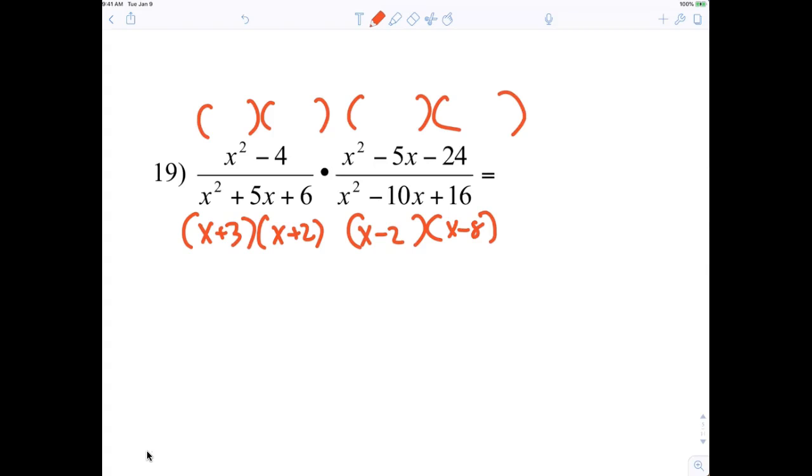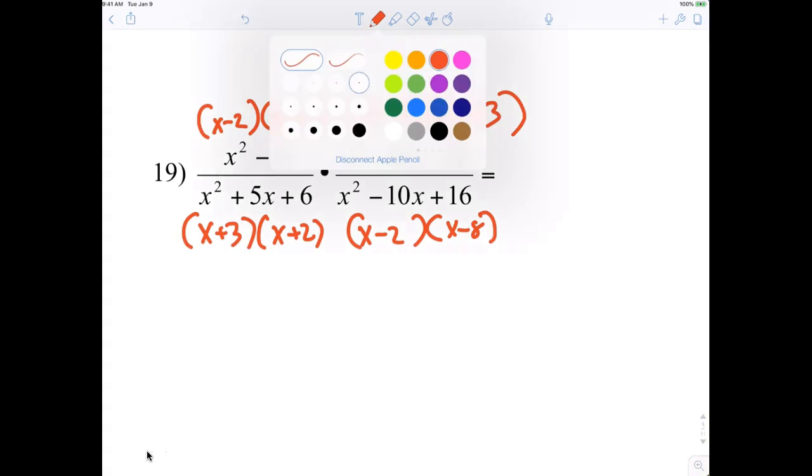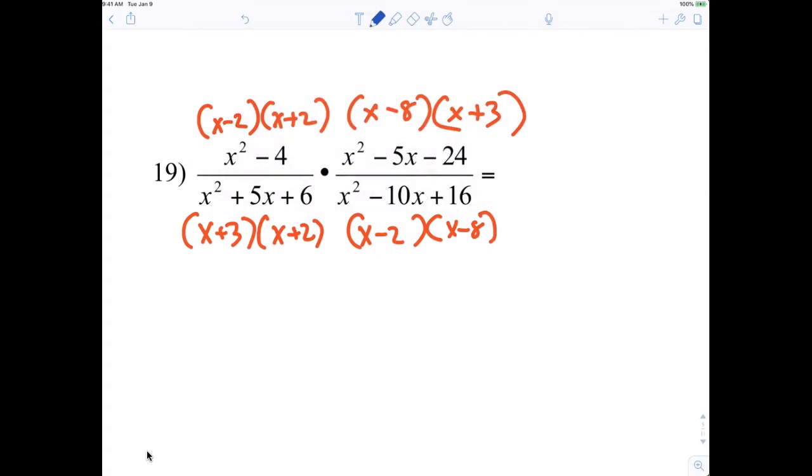And then at the top, it's x minus 2 and x plus 2. And the other one is x minus 8 and plus 3. Okay, now what? And then cancel, right? So, x plus 2, x minus 2, x minus 8, and x plus 3. That's not simple.